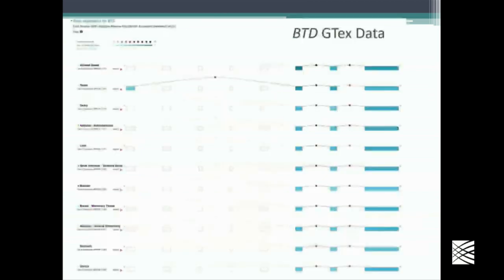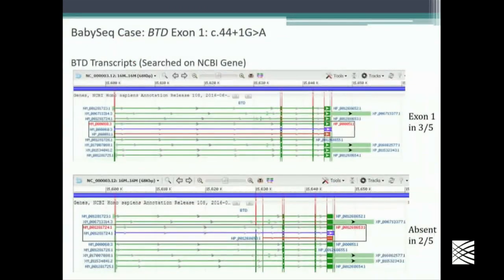So the point is, it's tricky. It's possible that this data is not representative of temporal changes in expression and other things. So the bottom line is you need to go in and look at transcripts and find out, and in this case, exon 1 was present in 3 out of 5 and absent in 2 out of 5. So you can't just assume that this will have an impact, and you probably need other evidence to prove that. In this case, we had to use clinical data.